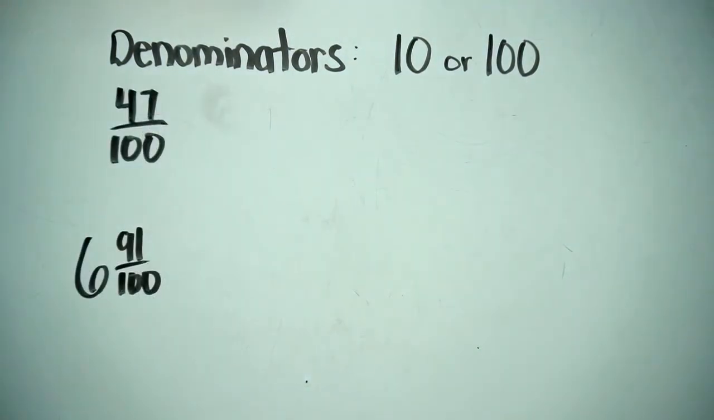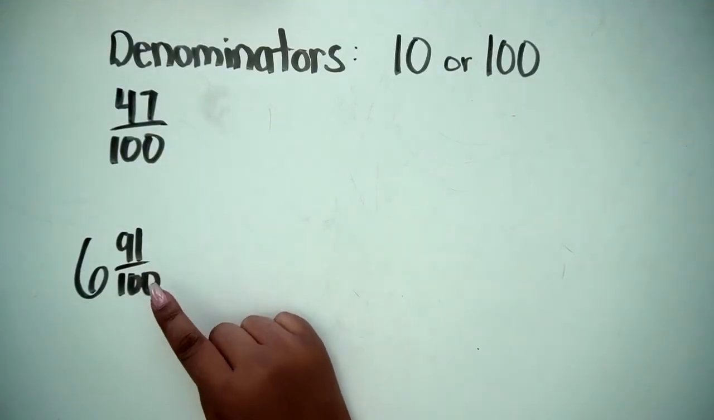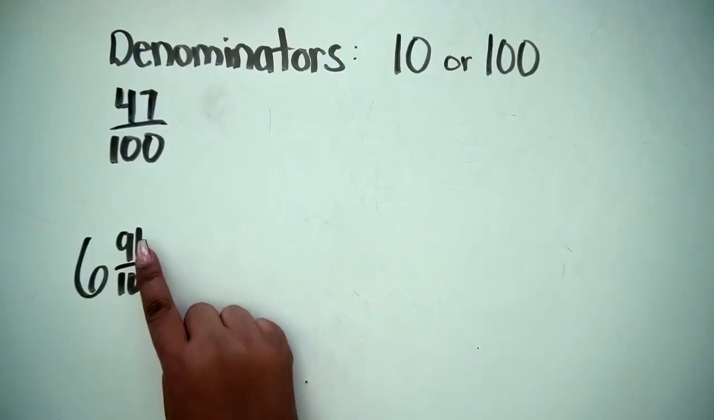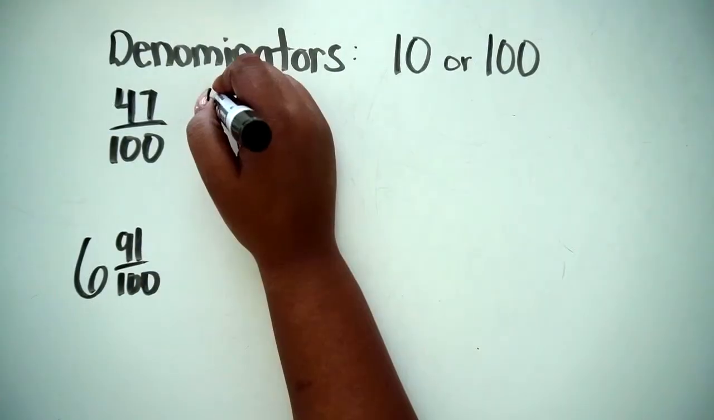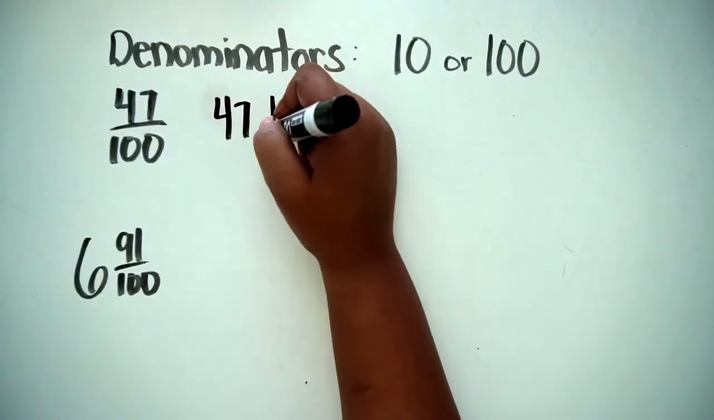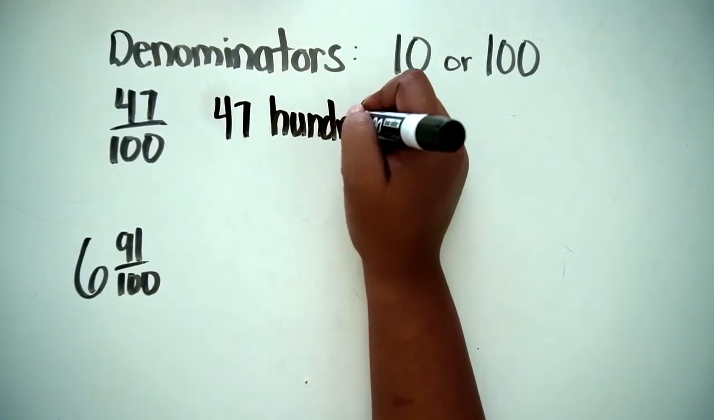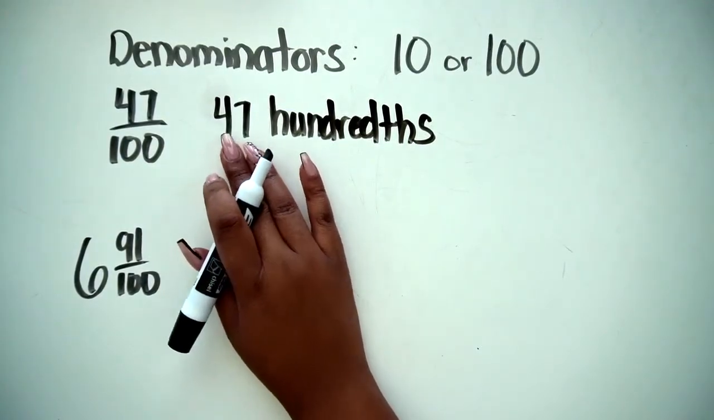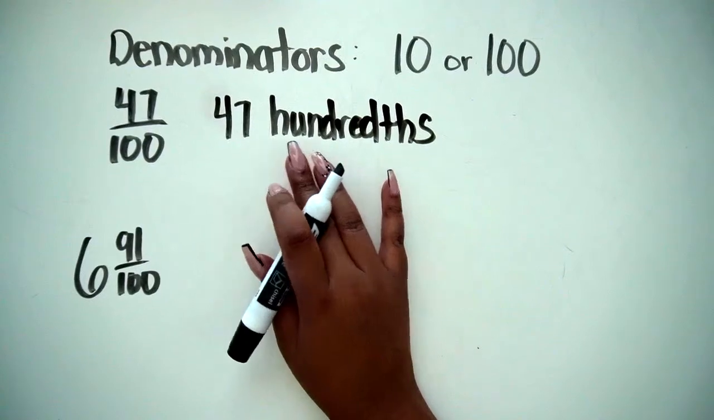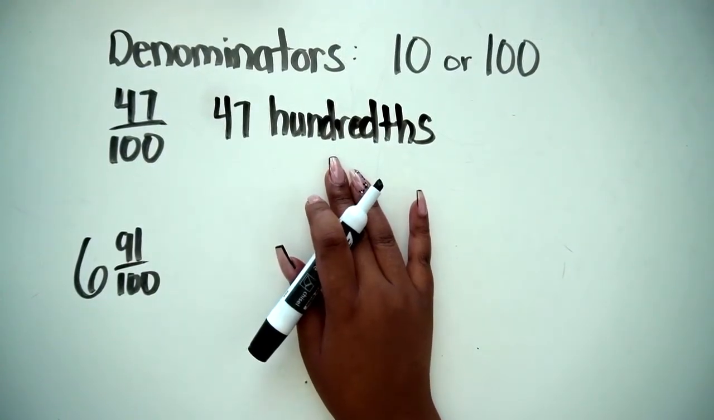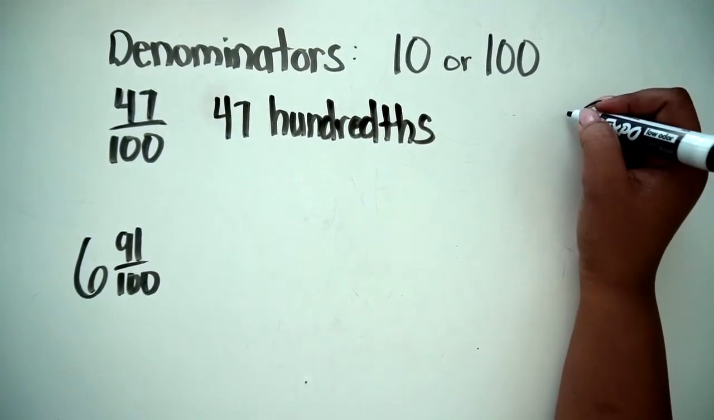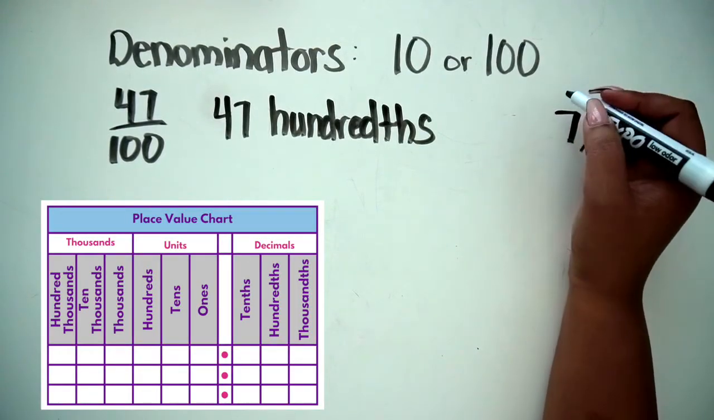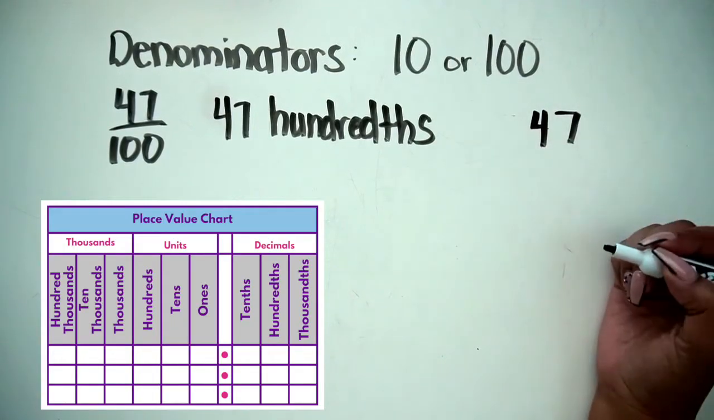Now let's look at examples where there are tenths and hundredths together. So here we have 47 hundredths, and down here we have 6 and 91 hundredths. So I know I have 47 hundredths. So the 7 is going to be in the hundredths place. So I can kind of go backwards. I know I have a 7 in the hundredths place. To the left of the hundredths is the tenths, so the 4 is in the tenths place.